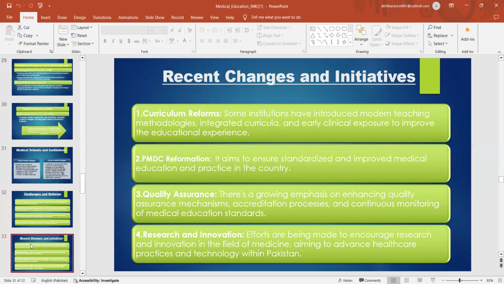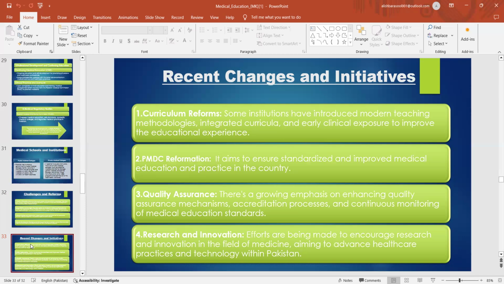Recent changes and initiatives. Curriculum reform. Some institutions have introduced modern teaching methodologies, integrated curricula, and early clinical exposure to improve the educational experience. PMDC recommendations. It aims to ensure standardized and improved medical education and practice in the country. Quality assurance. There's a growing emphasis on enhancing quality assurance mechanisms, accreditation processes, and continuous monitoring of medical education standards.